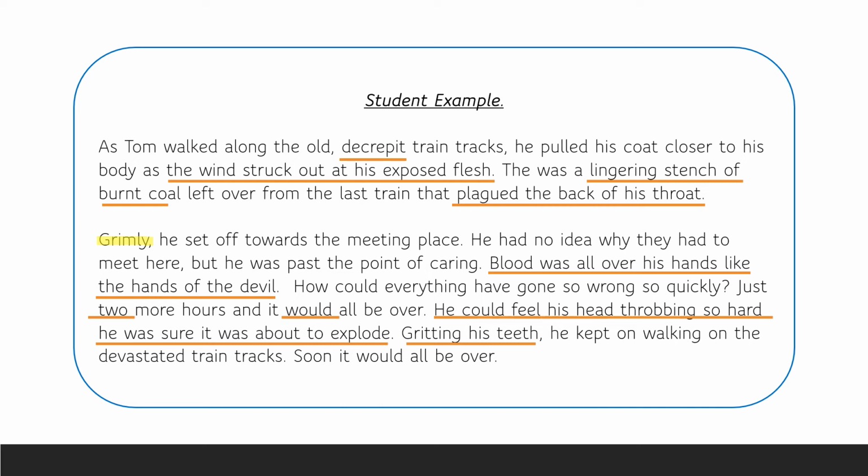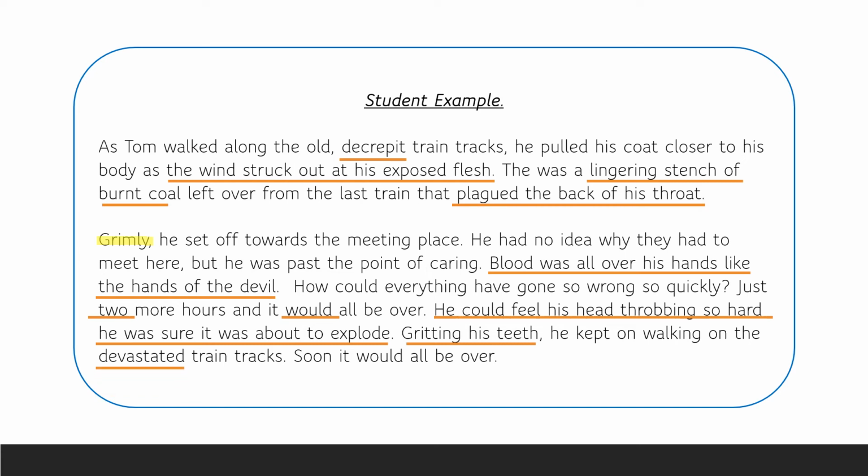Again, this is all just really nice little touches that is giving us a little bit more information about the character. And the student has actually thought quite carefully about a real key skill, which is showing and not telling. If he's gritting his teeth, we know that he is quite anxious, maybe he's angry, and maybe whatever it is that he's heading towards is something that might end in violence or some kind of confrontation.